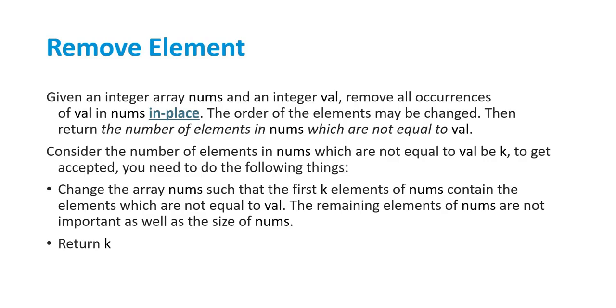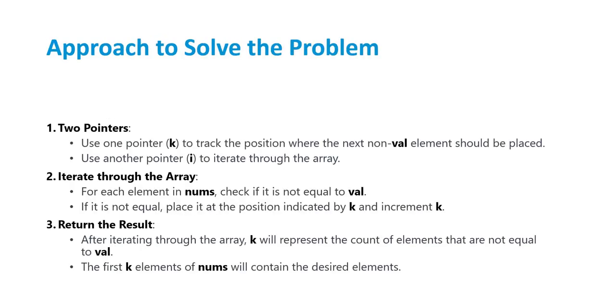The approach to solve this problem: the two pointers technique. We can use a two pointer technique to efficiently solve this problem. One pointer will iterate through the array to check each element. The second pointer will keep track of the position where the next valid element, not equal to val, should be placed.